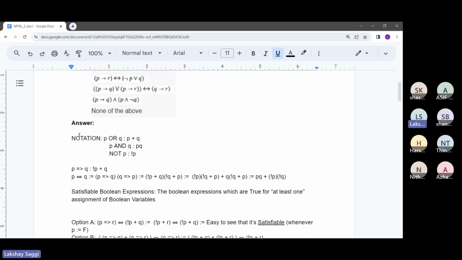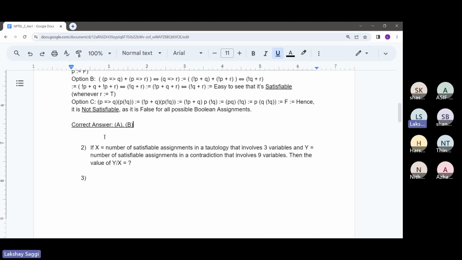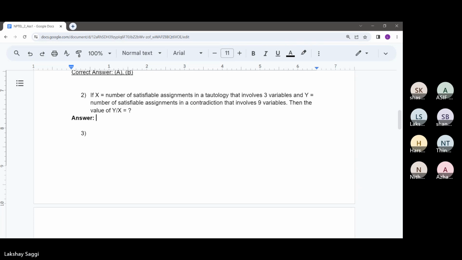Okay, so we have solved this first question. If you have any doubts, you can ask in chat. So now we come to the second question. There's some doubt in chat? No. Okay. So let's just come to the second question then.